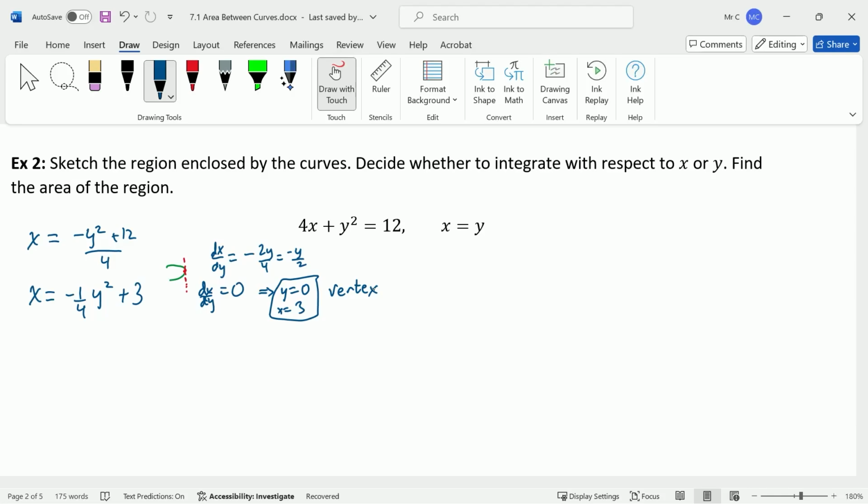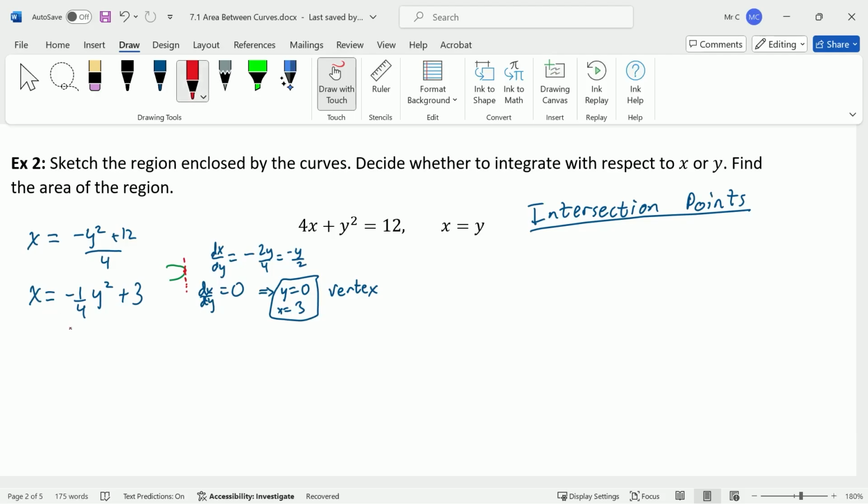Okay, so I've got my vertex for my parabola, and I've also got this line y equals x. And so now I want to find the intersection points between the two curves. Okay, so how do I find the intersection points?